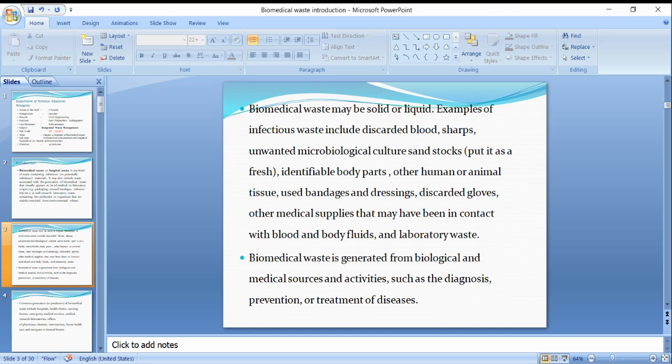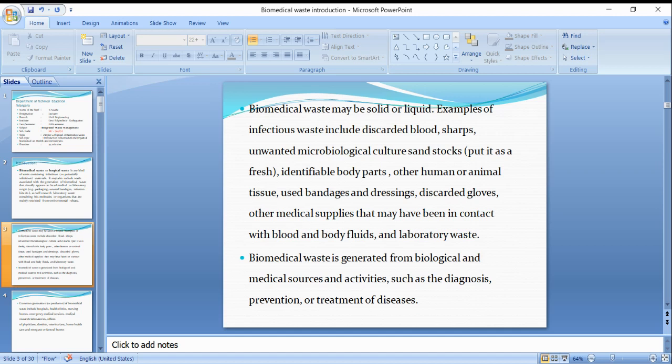Biomedical waste may be solid or liquid. Examples include discarded blood and sharps. Sharps are nothing but small scalpel-type knives, injections, syringes, or any sharp material used to cut and stitch our body. Those are the sharp materials.